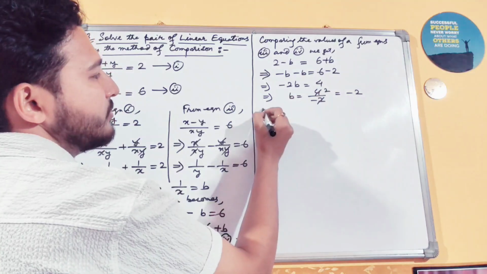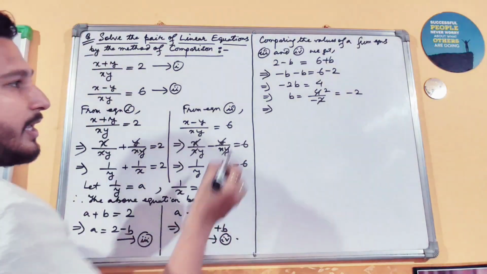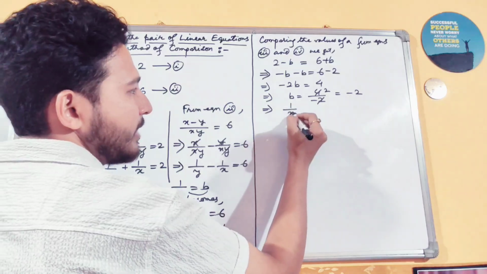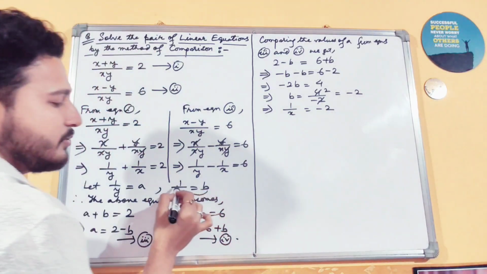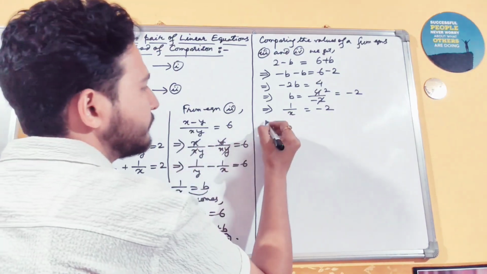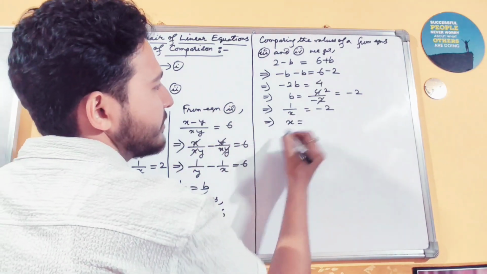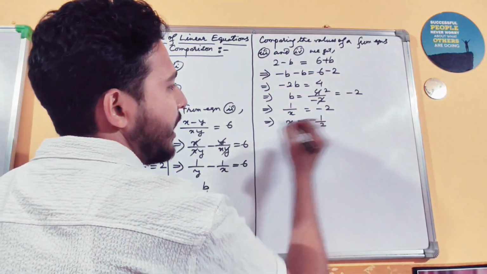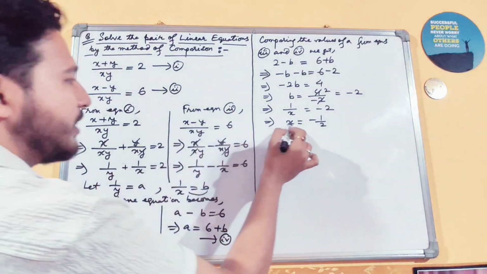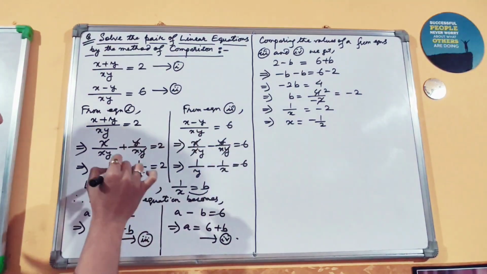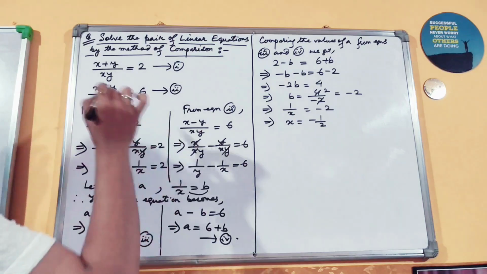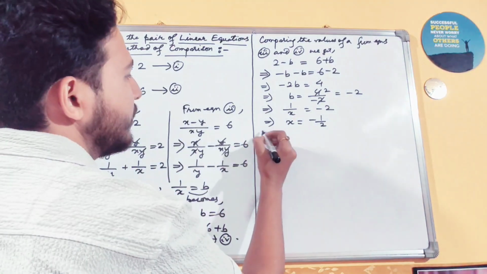If b is minus 2, what would be the value of x? See, b is 1 by x. So can we not write here 1 by x is equal to minus 2? Since 1 by x is equal to b, we have assumed it earlier. Now let's find out x. x is equal to minus half. Now we can find out the value of y. We got the value of x, we can just find out the value of y. Just take any one of the equations and put the value here.